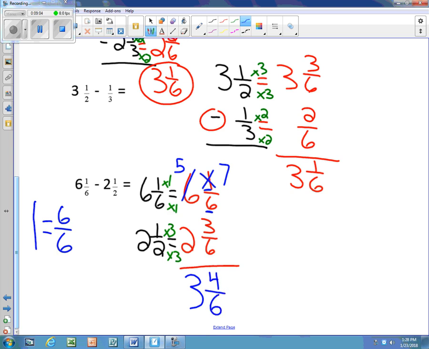I can't leave my answer like that though, because I can simplify. And when I simplify, two even numbers, I can divide them by 2. So I bring my whole number over again, and 4 divided by 2 is 2. 6 divided by 2 is 3.